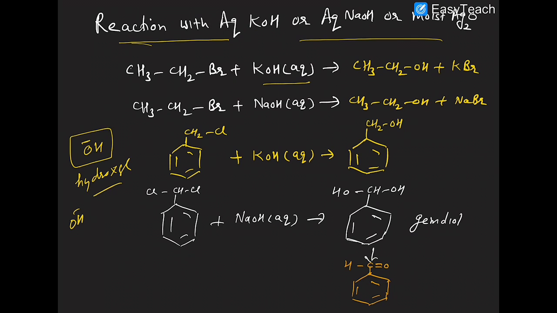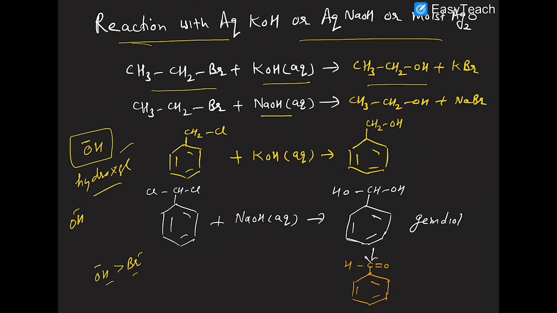So what does happen? OH negative will attack, and bromine will be the leaving group. Okay, I am repeating once more. OH is a better base than Br. That's why it can displace halogens from their alkyl halide, which is called the substrate. So the first case we have taken is ethyl bromide. Ethyl bromide becomes ethanol, that is ethyl alcohol. Similarly, the same reaction occurs with NaOH; KOH and NaOH both will provide you OH, that is hydroxyl ion.